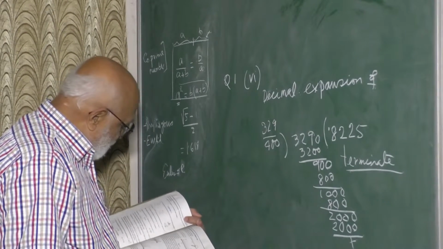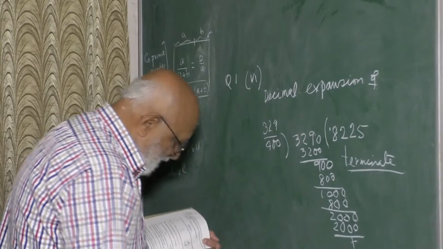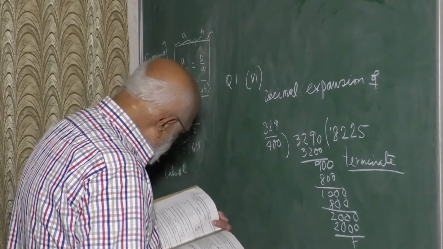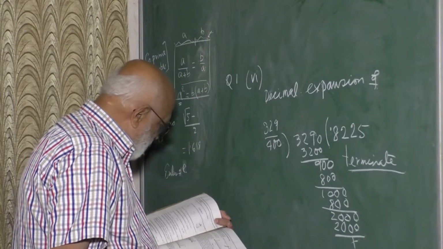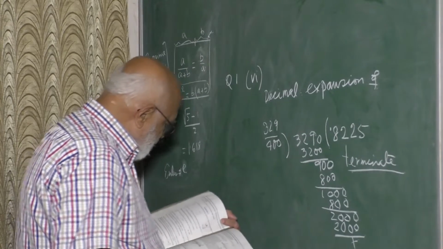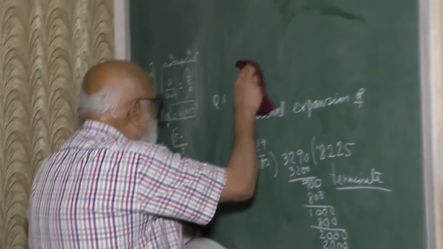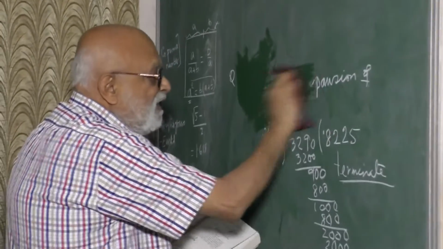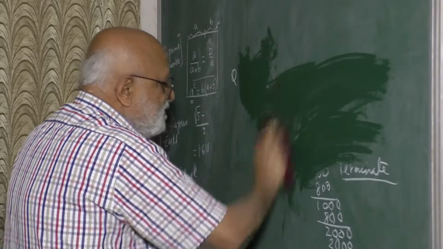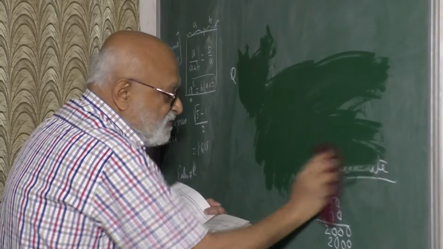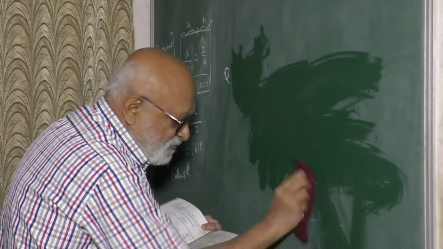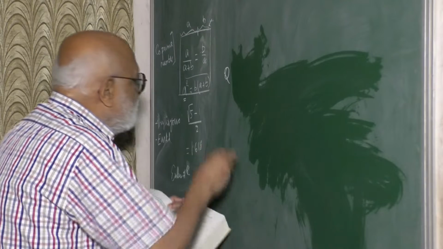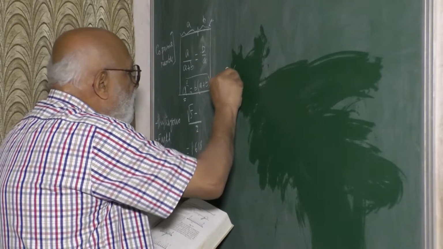Okay, then we have to go to the one here which says question number 4 we have to do, because question number 2 and question number 3 we have done. So let us do question number 4. Question number 4 is only one question. There is no subdivision in this question.